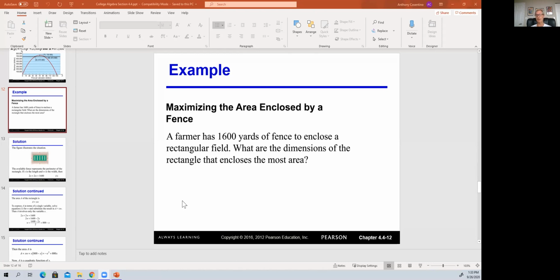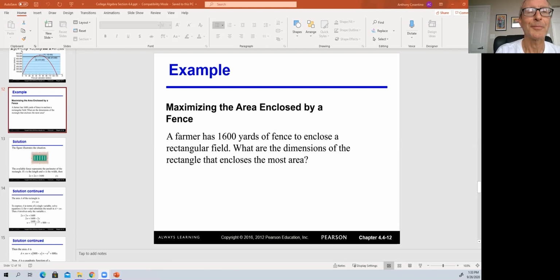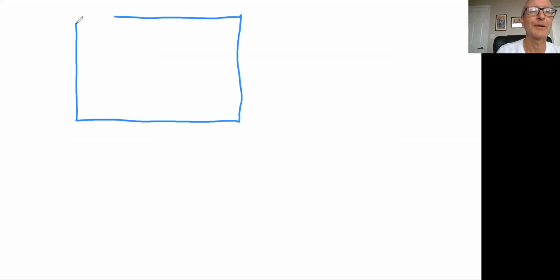Why do you want the most area? Because that's where you have the capability of planting the most crops or the most flowers, if it's flowers, whatever the case may be. And so the best way to do this is to definitely do a sketch. And if we do this sketch, it would look like that rectangle.